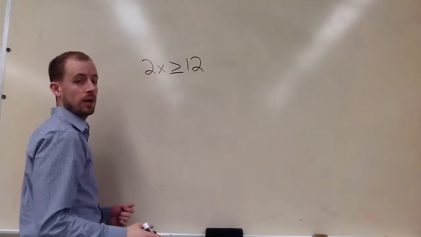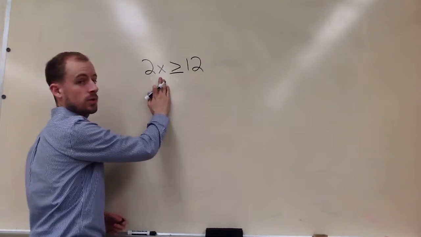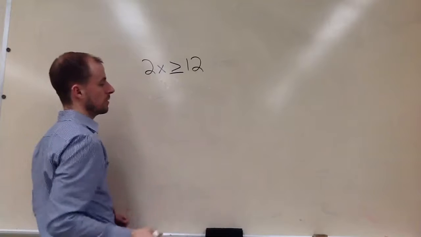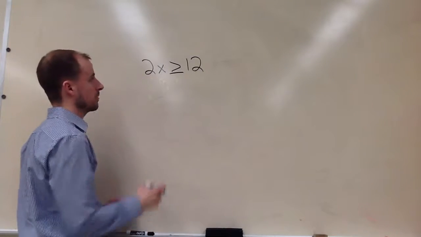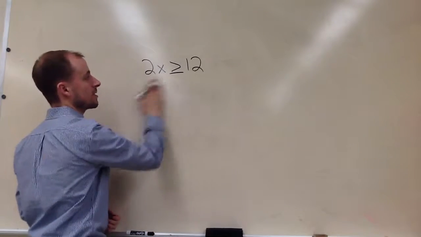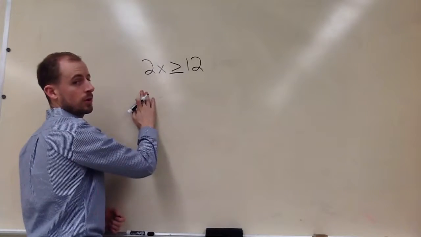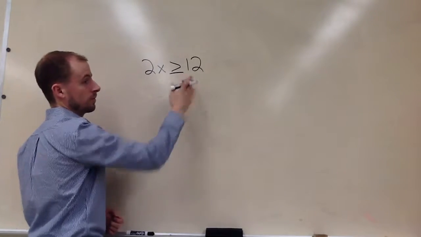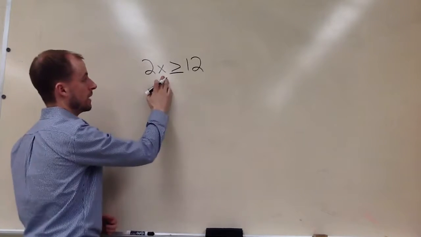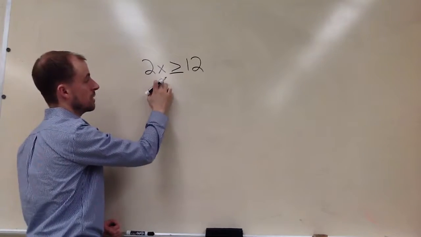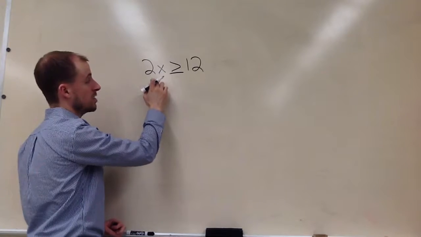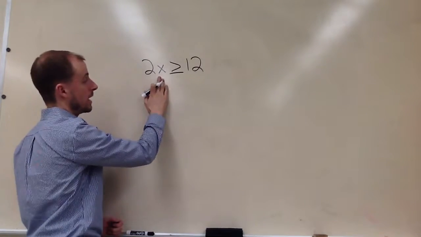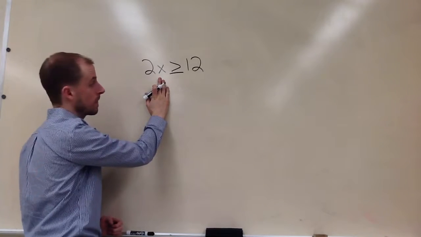We want to figure out what are the x values that we're talking about here. What are some possible x values? So before we draw a number line, let's think about this. What are some possible values for x to make this whole statement here true? Statement being 2 times some number is greater than or equal to 12. So let's pick a number. If we pick x equals 1, 2 times 1 is 2, and is that greater than or equal to 12? No, it is not. So x equals 1 will not work.